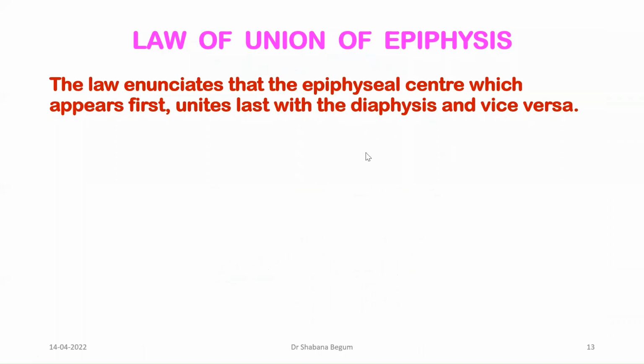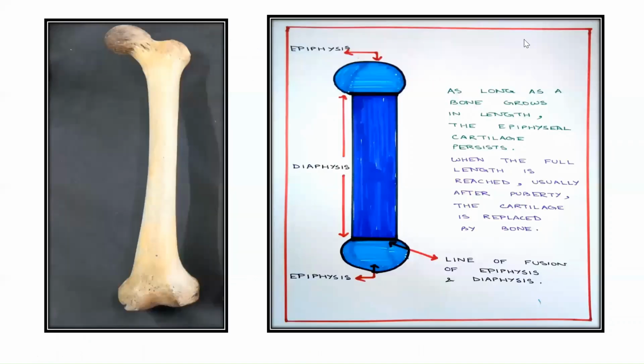So let us again revise. The law of union of epiphysis enunciates that the epiphyseal center which appears first unites last with the diaphysis and vice versa. In the last diagram, we can see that the epiphyseal cartilage at the upper end of this long bone is also replaced by bone. The epiphyseal cartilage is no longer seen.